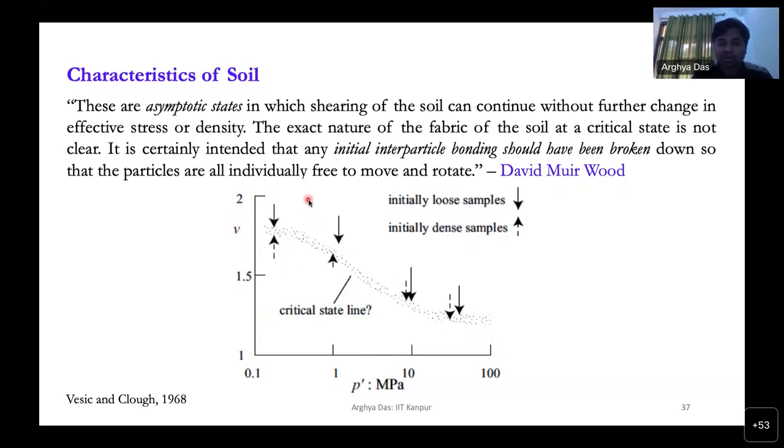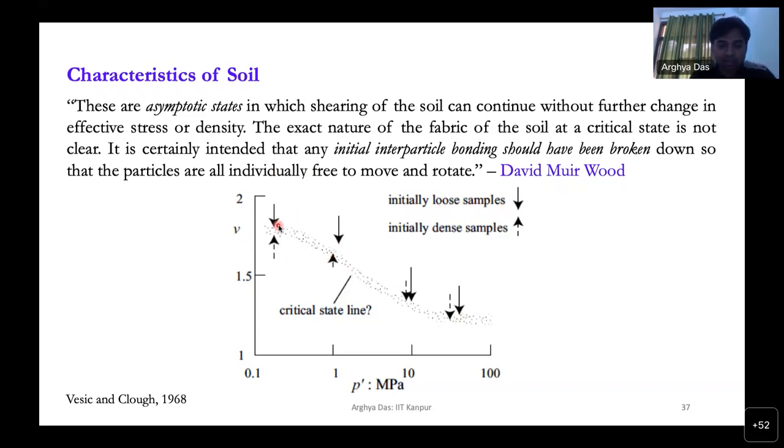Now, depending on whether you are in a dense state or a loose state, you will jump into this critical state accordingly. For example, if it is a loose state, you are coming from top to bottom, and if it is a dense state, you are going from bottom to top to achieve this final critical state. So at the end of the day, this is the so-called failure state you have to reach, irrespective of your initial condition.